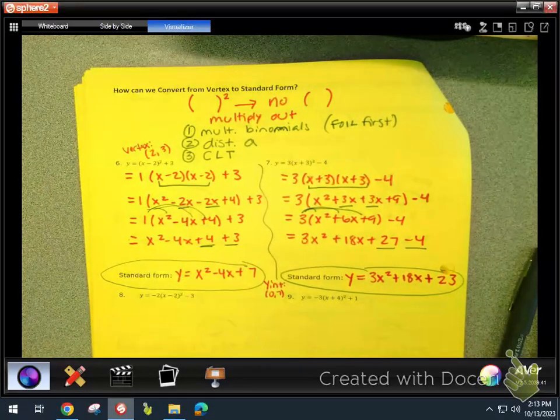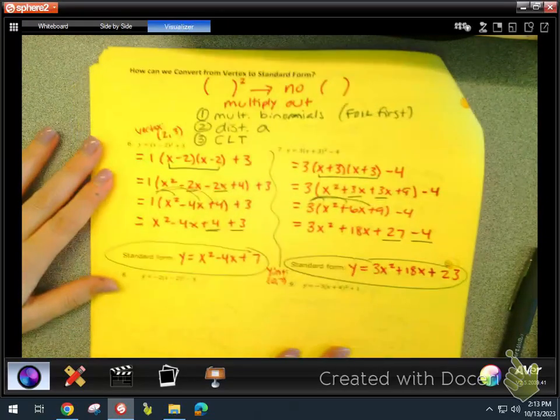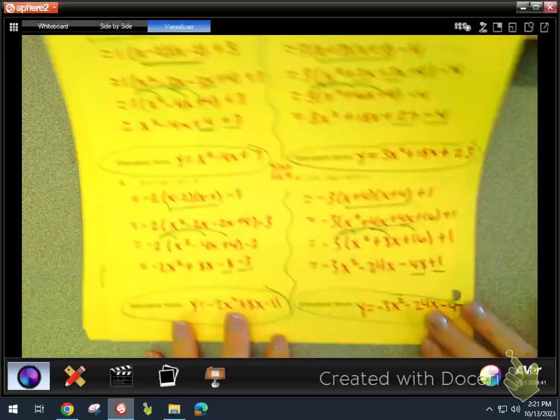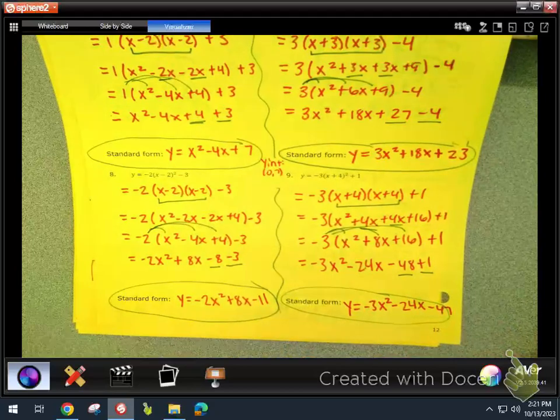Okay, so 2 more examples, and then there's one graph. We're going to bring back a little bit of what we did yesterday. We're going to put it all together and write all 3 forms of the graph after we do 8 and 9. So here are the other 2. Again, nothing crazy about what we are doing today. It's really just multiplying stuff out.